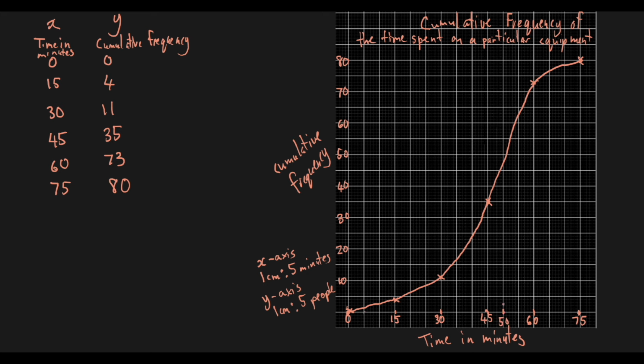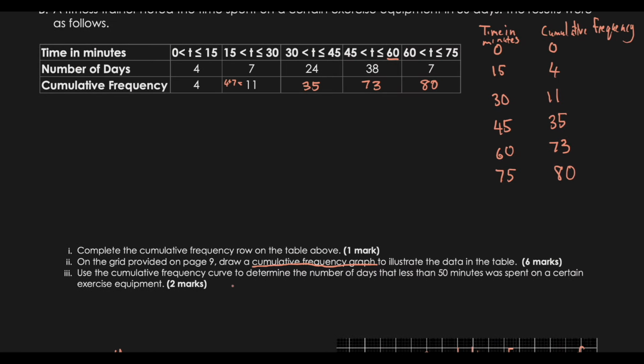Then I have to go straight up from here, and when I come across, I hit somewhere around here. That's about 47, right here is about 47 for me. So based on this, the number of days it took less than 50 minutes would be about 47 days. Remember, this cumulative frequency represents the number of days. So the answer for this would be 47 days.